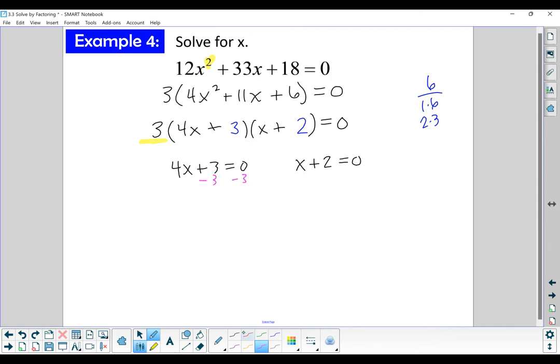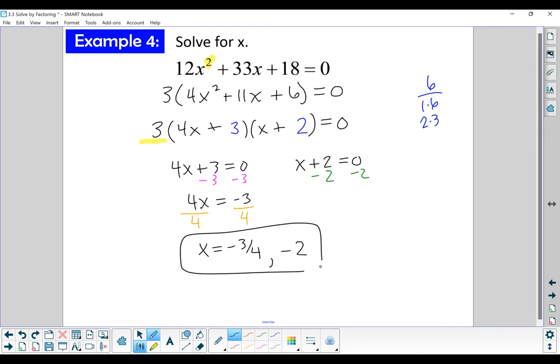So for this one, we're going to subtract 3, but then don't forget, sometimes you also need to divide. We need to divide both sides by 4, so we get the answer x equals negative 3/4. Over here, much simpler, we just need to subtract the 2, so we get negative 2. So you can have fraction answers on these or whole numbers, just depending on the quadratic that you're factoring.